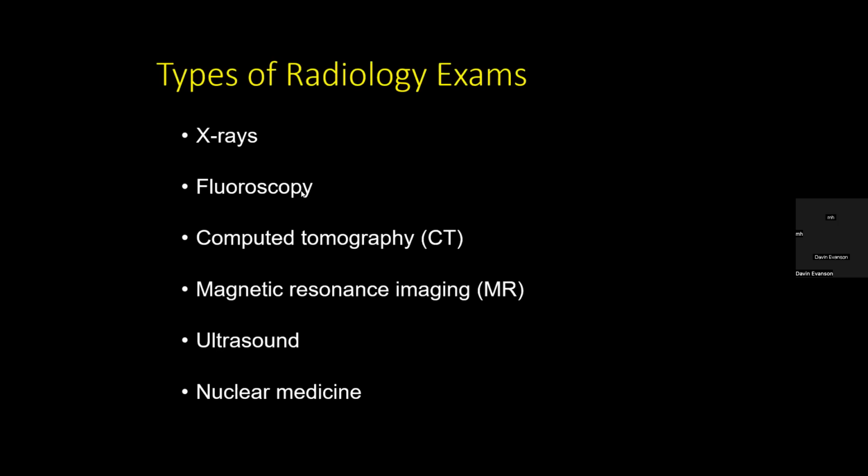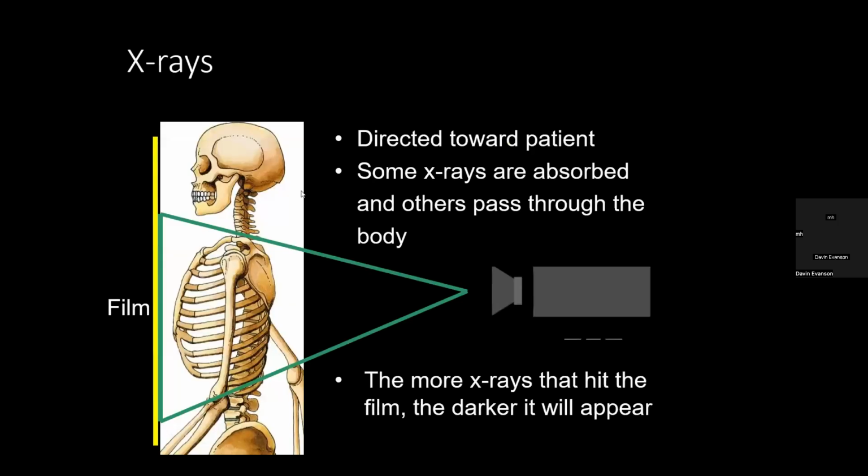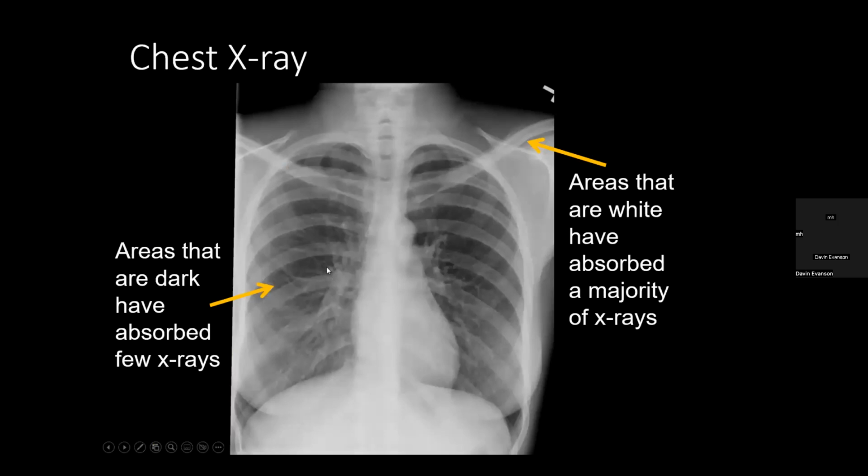So these are all the different types of exams we can do in the radiology department. And we'll start with the x-rays. So you have your x-ray generator. It goes to the patient and it is directed at the cassette. In the old days, when I was a resident, it was actually film. It would precipitate a silver reaction. Now everything's digital, but the same sort of principle. If the x-rays make it through, it will turn it dark. If they get absorbed, it will stay white. So that's why the lungs are black and the bones are white.